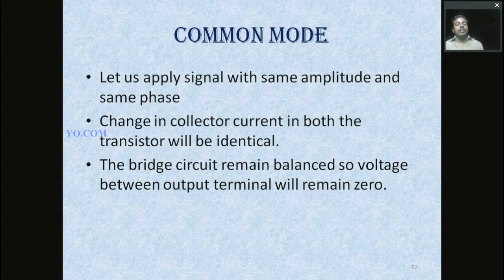In common mode, let us apply the same signal, same amplitude and same phase, then that mode is called common mode. So here the change in collector current of both transistors will be the same. In the previous case the phase is different. According to the different phase, the collector current will change. On one side the collector current increases, on the other side it decreases. But in common mode both the voltages are the same, so the collector current is constant. So the change in collector current of both transistors will be identical. So the bridge circuit remains balanced, so the voltage between the output terminals will remain zero.